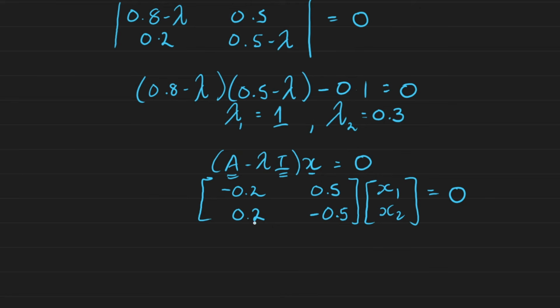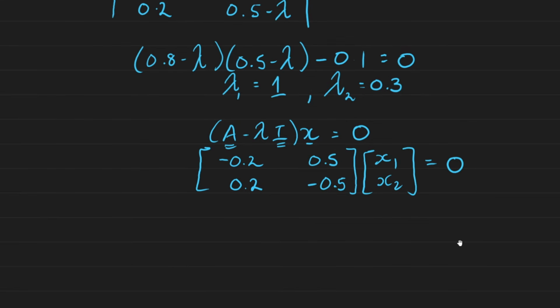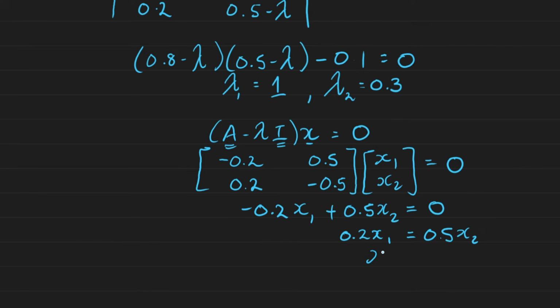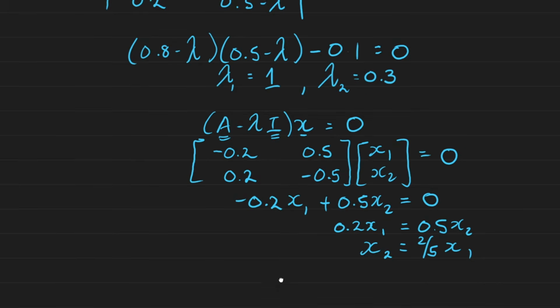We can see that row 1 and row 2 are virtually the same thing. So we have minus 0.2 x1 plus 0.5 x2, which is equal to 0. What that means is that 0.2 x1 is equal to 0.5 x2, or we can say that x2 is just 2/5 of x1. So x1 is arbitrary. We can choose essentially any value of x1.